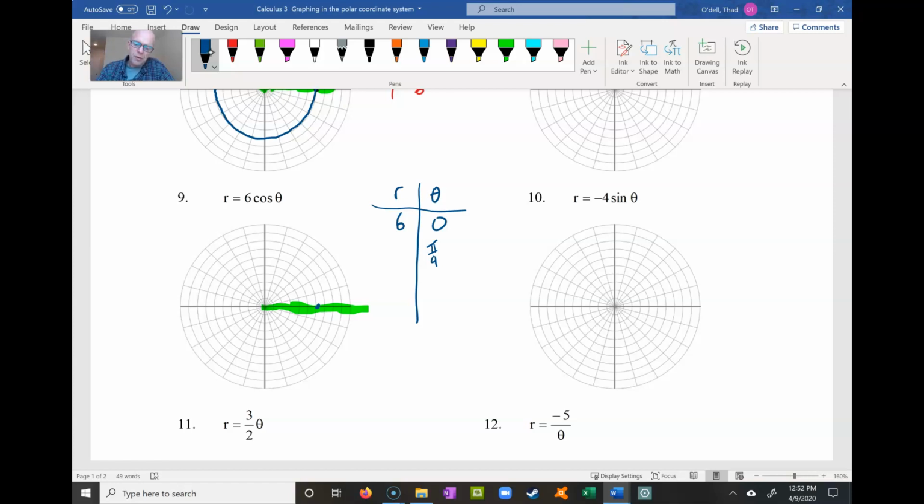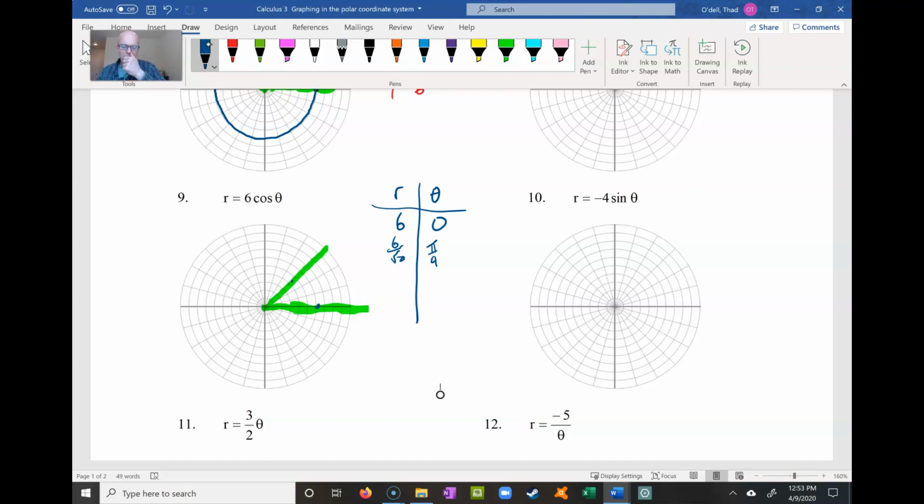Okay, now when we say pi over 4, that means I'm facing in this direction right here, halfway between the x-axis and the y-axis. And when I take cosine of pi over 4, I know I get 1 over rad 2 times 6. That would be 6 over rad 2. Now that one's a little bit hard to know what that is, so grab your calculator and say, what's 6 divided by the square root of 2? And you get about 4.3-ish. So that means I'm going to go out 1, 2, 3, 4, and put a little dot right there.